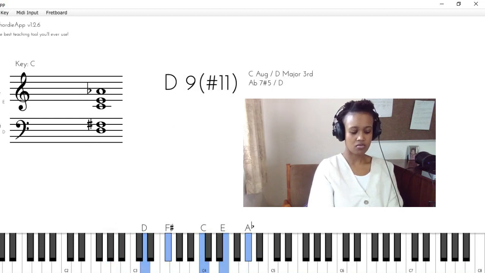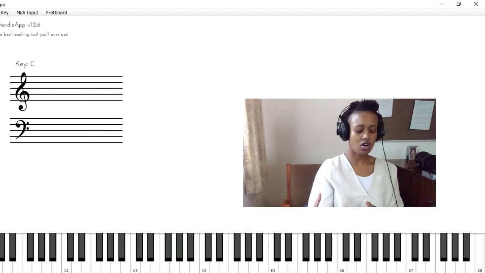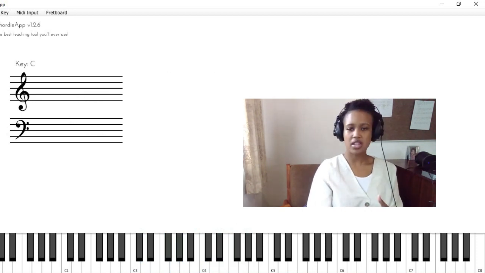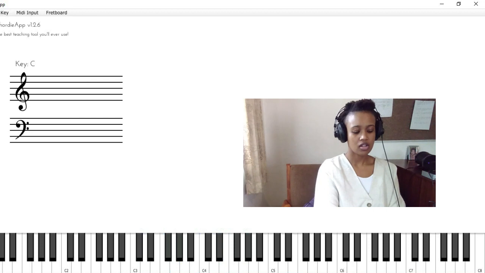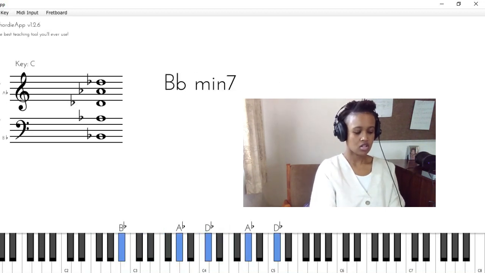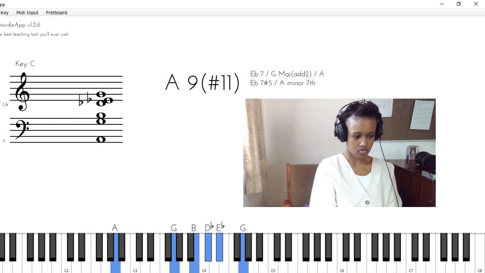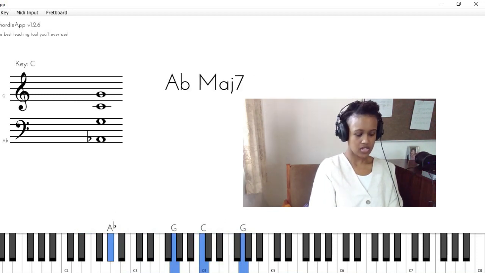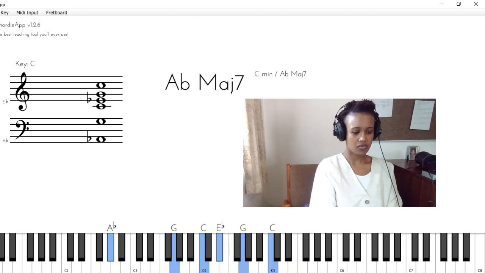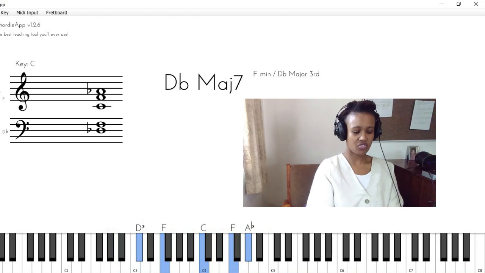Sharp 11 as well. And the sharp 11 tends to be actually the 5th of the chord that we are approaching. This is just something that I've found out for myself while playing. This was the sharp 11, which becomes the 5. This is the sharp 11, becomes the 5.